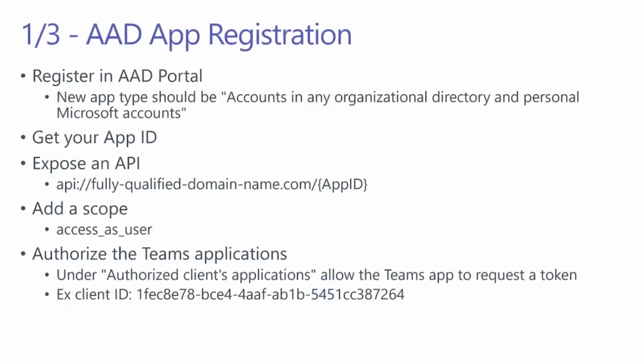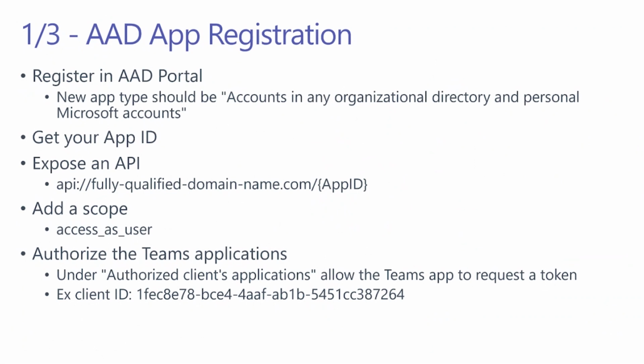Okay, so quickly going to just show 3 slides that go over 3 parts: registering your application in AAD, updating your manifest, and then finally calling our SDK. So let's talk about the Azure AD app registration. You need to register your application. There are 3 different application types. SSO works with all 3 of them.